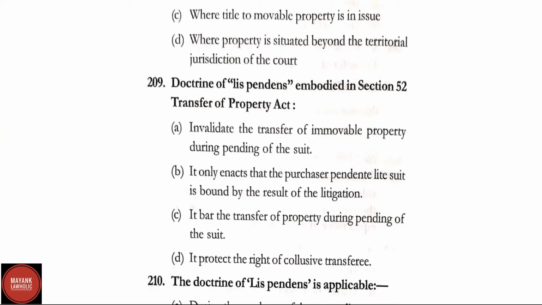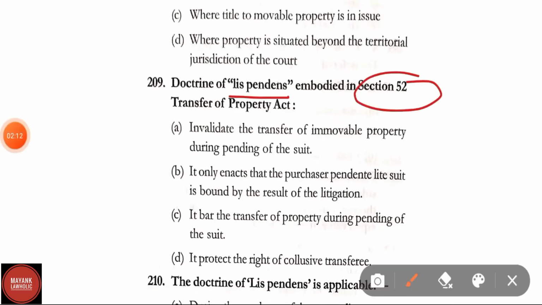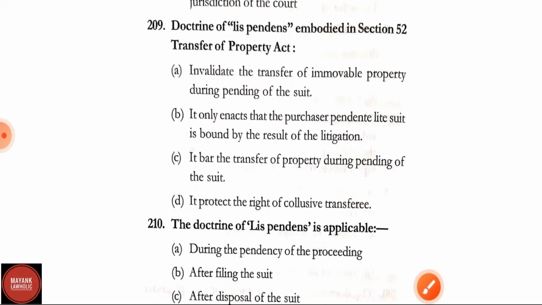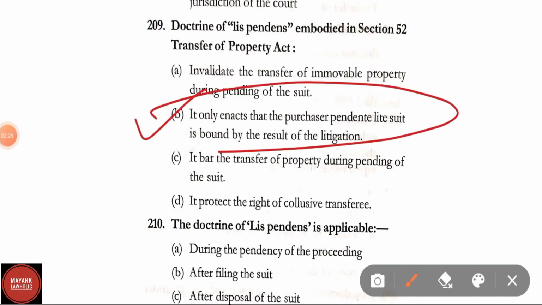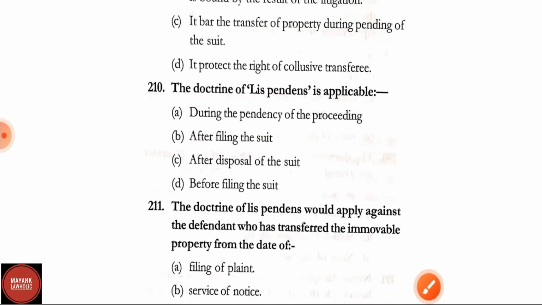Question number 209. Doctrine of lis pendens embodied in section 52 of TPA invalidates the transfer of immovable property during pendency of the suit. It only enacts that the purchaser pendente lite is bound by the result of litigation. It bars the transfer of property during pendency of the suit. It protects the right of collusive transferee. Correct answer is option B, that is, it only enacts the purchaser pendente lite is bound by the result of the litigation.